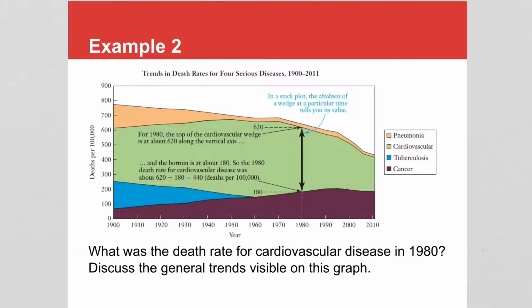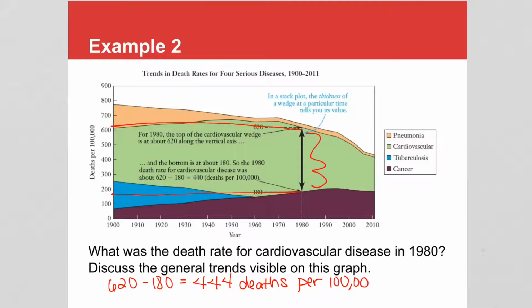So when we're looking at the death rate for cardiovascular disease in 1980, you look at 620 minus 180. And there were 440 deaths per 100,000 of cardiovascular disease in 1980. Okay?